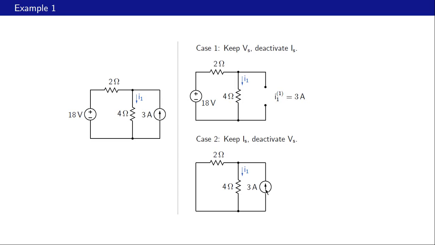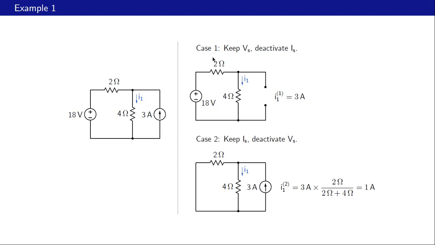I1 would be 3 amperes multiplied by 2 ohms divided by 6 ohms. So that is our I1, 3 amperes times 2 by 6, or 1 ampere. And note that we have used these superscripts. This 2 indicates case 2 and this 1 indicates case 1.